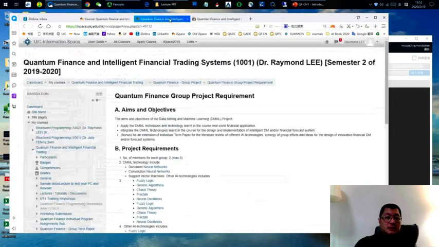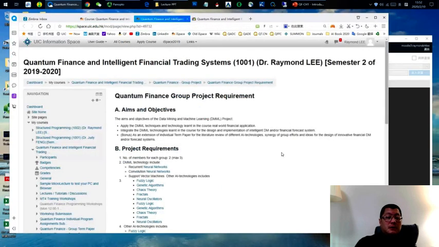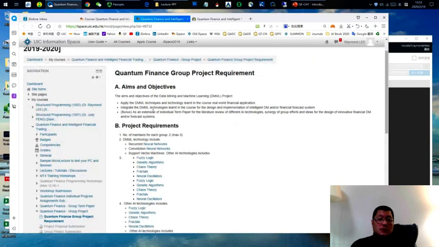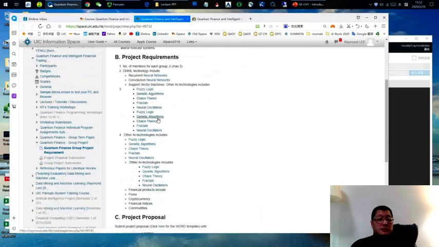So the next is the project. Project, in fact, can be related to your term paper. Okay, it can be, or it can be separate. So the group project is different. For the group project, you choose one topic as a group, okay, and based on the topic, implement a system. So apply this. Okay, and also based on this, integrate with the system.